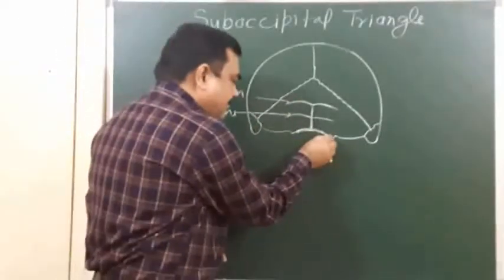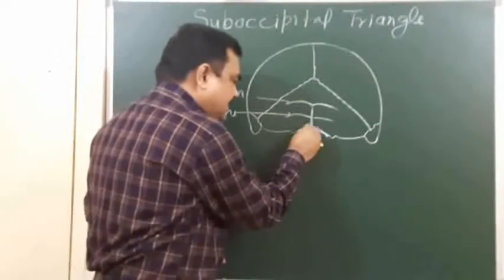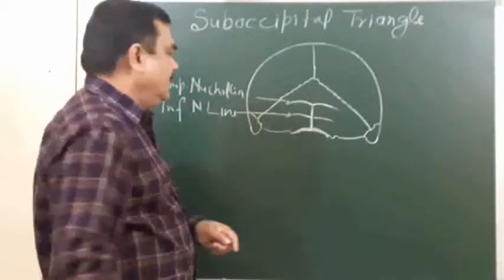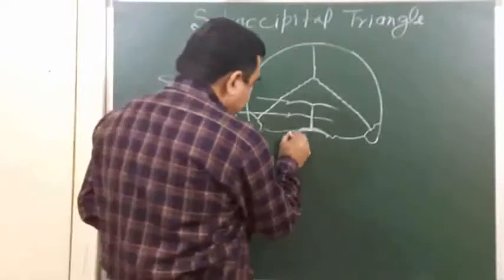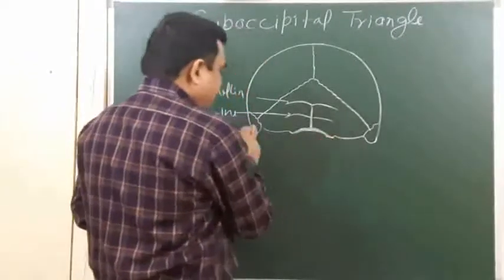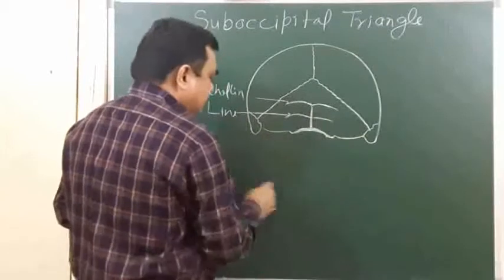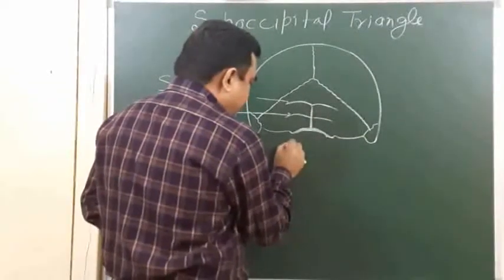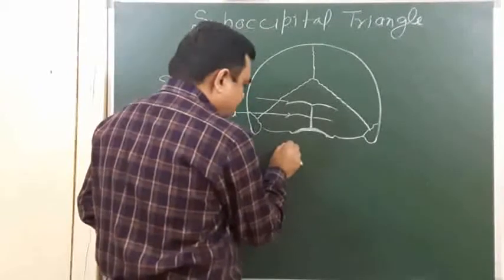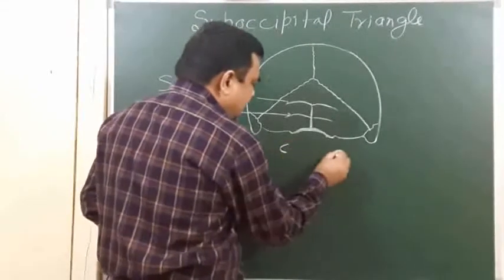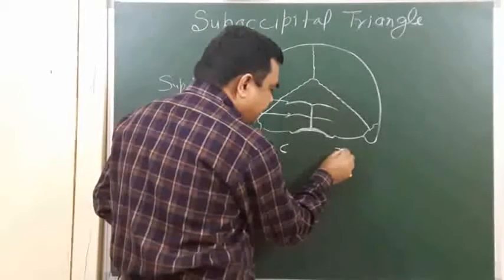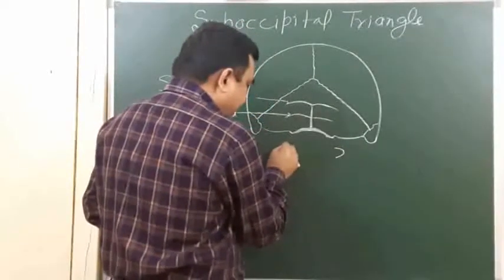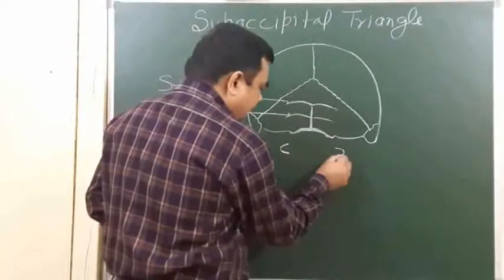This is the posterior margin of the foramen magnum. This is the mastoid process. Here is the position of the transverse process of the first cervical vertebra, that is, the atlas.